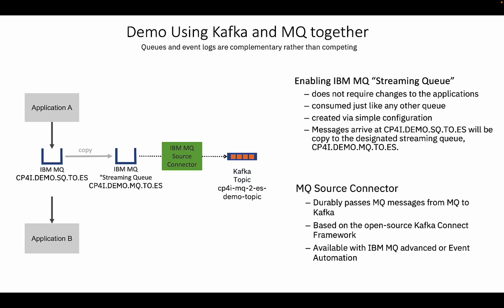In demo 1, we demonstrated how we can enable a standard MQ queue into a stream queue function enabled queue. With that, we can deliver the messages in a queue into a Kafka topic as event messages.